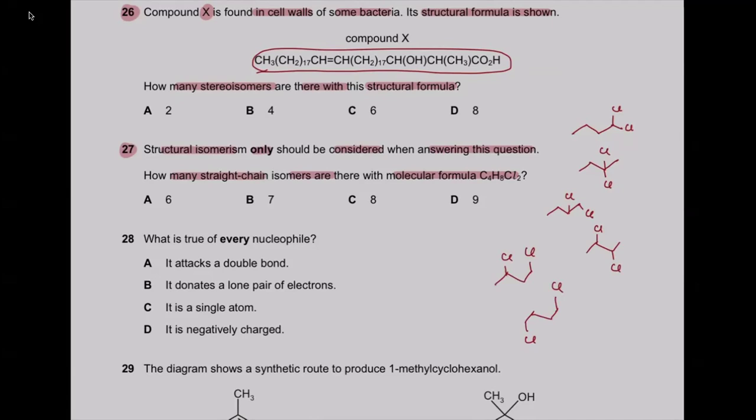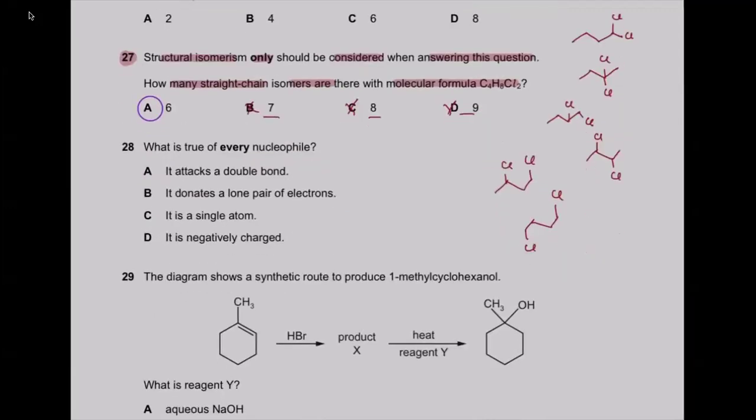There is no other possibility. So these go wrong, and the only option is A. You can try, you can't make any more. Okay. Now, MCQ number 28, what is true for every nucleophile?